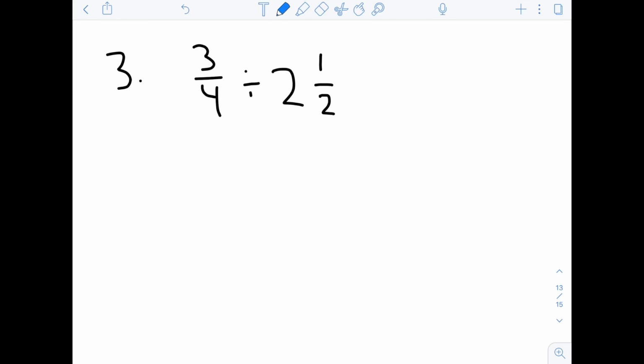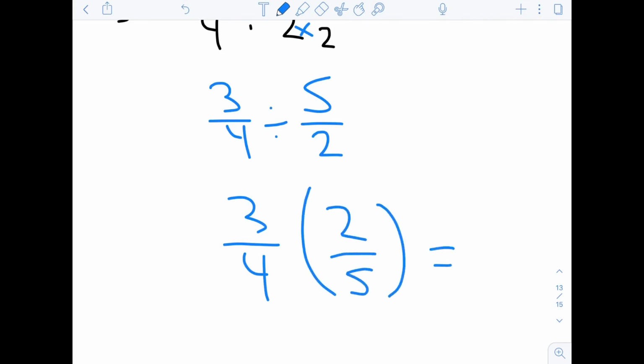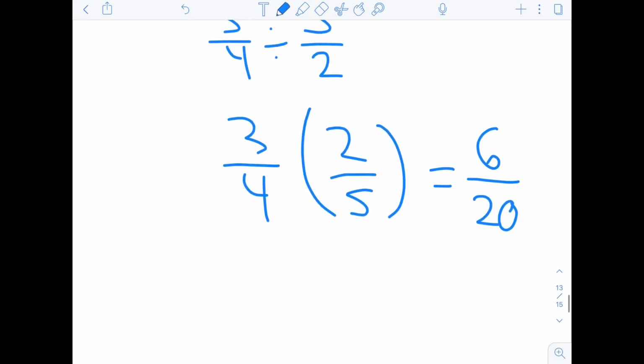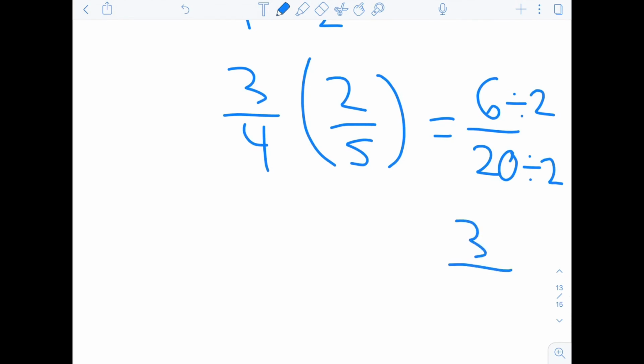So let's put 2.5 in this case into an improper fraction. So 2 times 2 is 4, and plus 1 is 5. So we have 5 over 2. And we're going to multiply by the reciprocal again. So 3 over 4 times 2 over 5, which equals 3 times 2 is 6, and 4 times 5 is 20. And since they're both even, we could divide by 2 to put it in simplest form. So that's going to be 3 over 10.